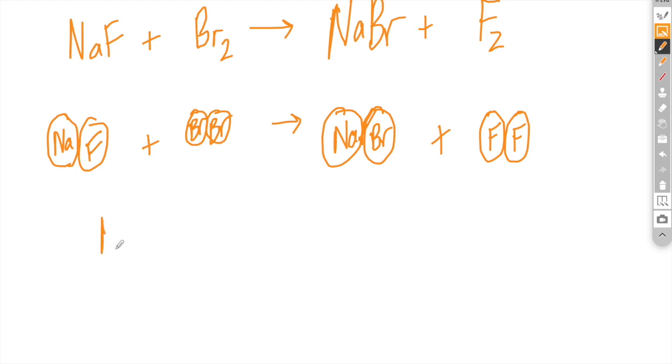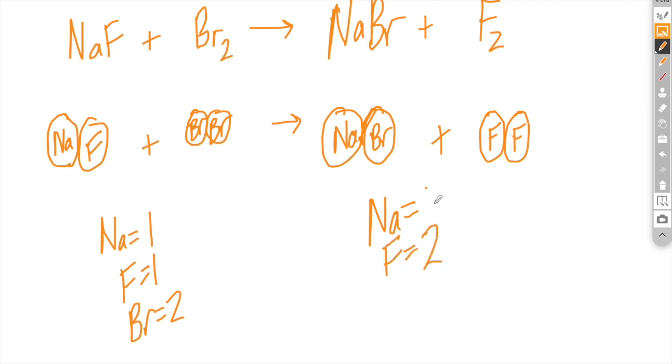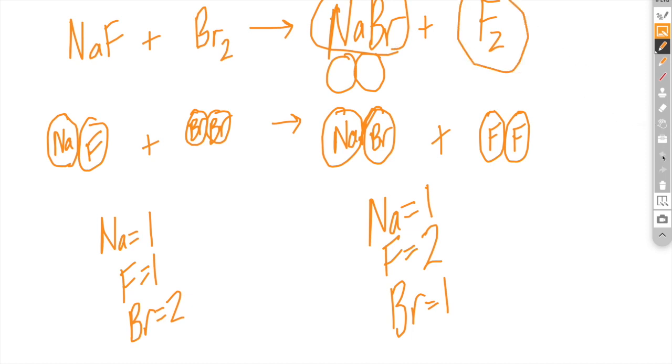Okay, so we count the Nas. Na is 1, F is 1, Br is 2. And over here, we have Na 1, F 2, and Br is 1. So we notice that we need more Brs on this product side. So I'm going to add one more NaBr. We can't add Brs because Brs are not in the formula. Notice it's only NaBr and F2. That's the only thing you can add. You can only have more of them, right? So we're going to just do one more NaBr, Na and Br. And now the Brs are 2 and the Nas are 2. So I messed up the Nas, right?